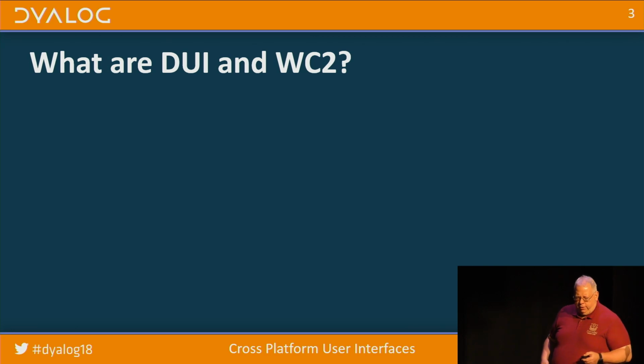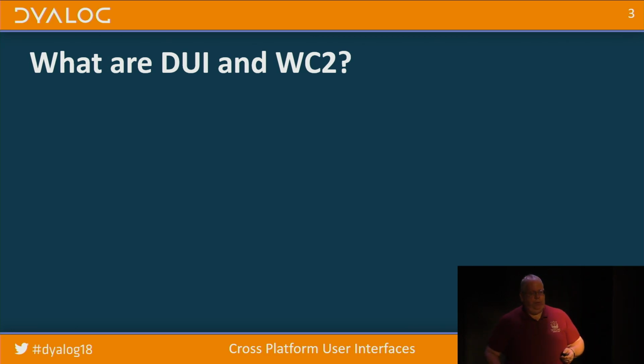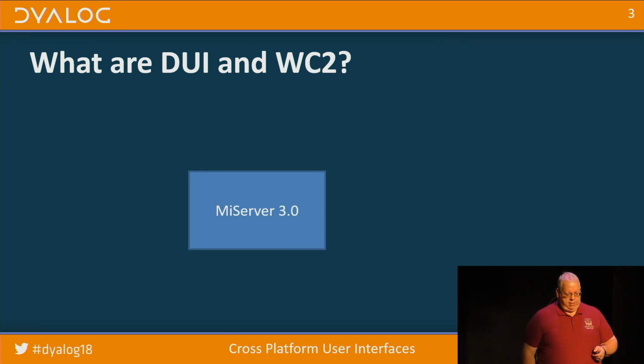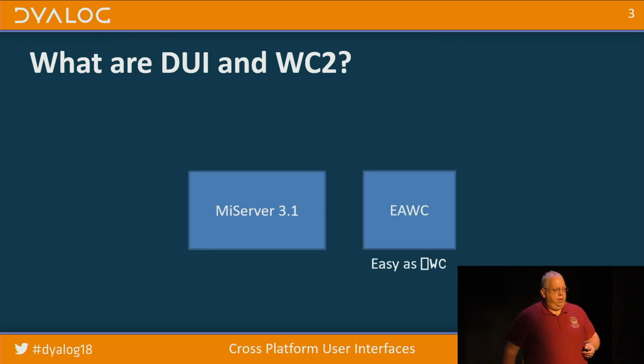So we've kicked around a couple of terms the past few days, GUI and WC2. So I'd like to try and set some context so that we know what we're talking about. A few years ago, we introduced MiServer 3.0, which introduced an object-oriented way of describing HTML pages. And then we released MiServer 3.1, and we had this thing called EAWC, which stood for Easy as QuadWC.